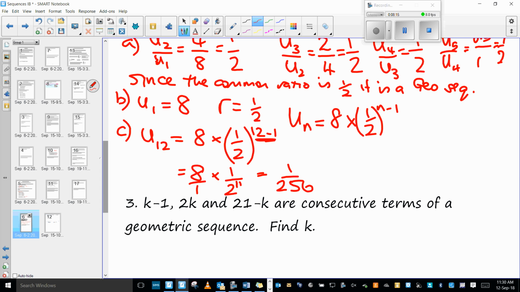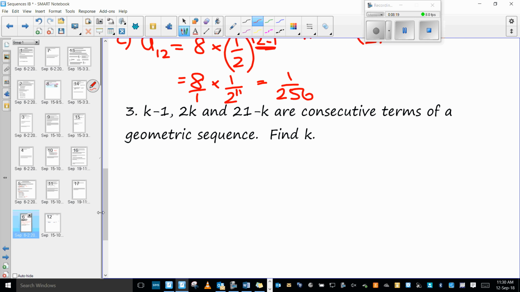Alright, now 3. Ooh, there's those letters. So we've got consecutive terms, as we established yesterday, they're one after each other. We need to find K. So this time, what do we know about these things? Remember, last lesson it was that one term subtract the other was the same as another subtract the other. What will you do this time? We're going to divide them.